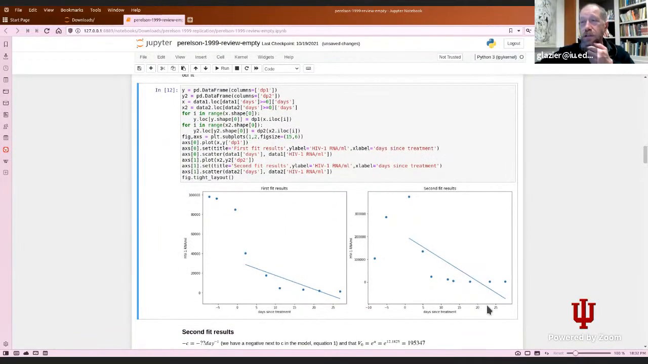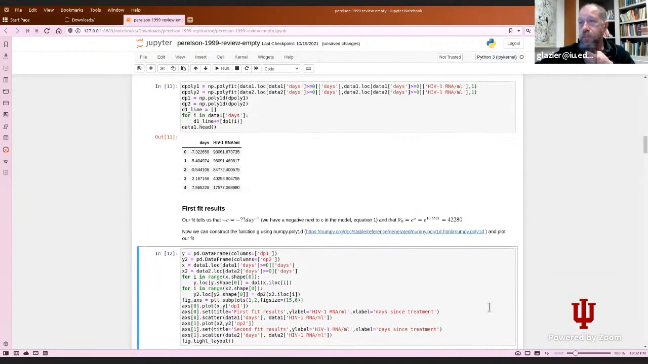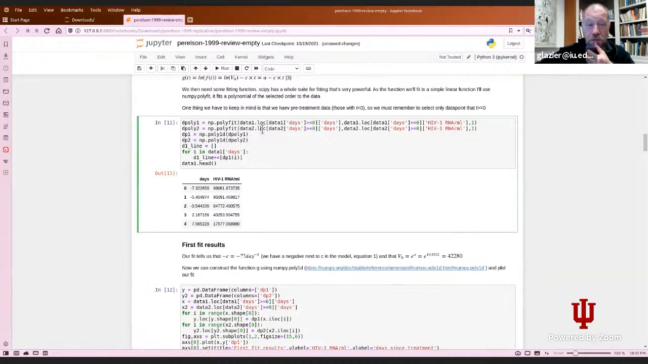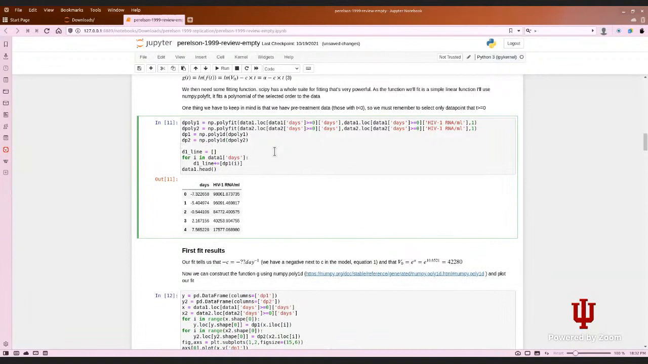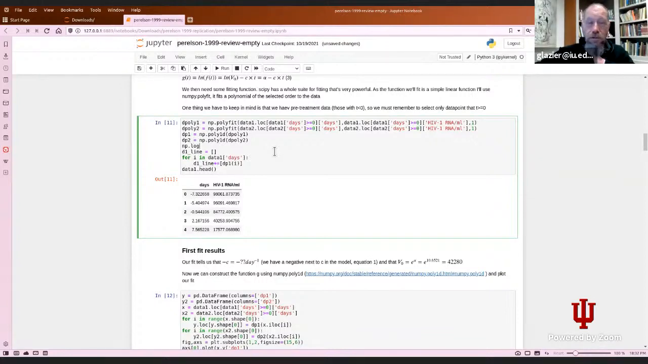I mean, if you're forcing a linear fit on that data set, that's probably not too far from what we got. But I think you're trying to fit an exponential rather than linear. Yeah. So what you do is you put the values of the HIV RNA inside the log. So you do numpy.log of data one location, data one days, HIV one. Presumably, you have to do that before you do the fit. Yep.